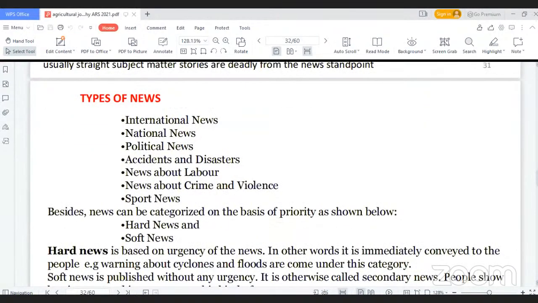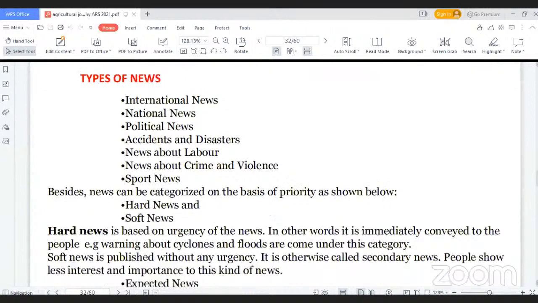So there are different types of news, maybe international news, which covers international events, as I told you, like the Beijing Olympics, or the Ukraine issue, which you may have heard about, or other issues related to some development. Suppose any international pest, like a locust attack in some Western countries, in Pakistan, in India. That is one type of international news. Or COVID-19, which is burning, and for the last two years you have heard about it. Then national news. Then political news, administration news, news about labor, news about crime and violence, sports news.